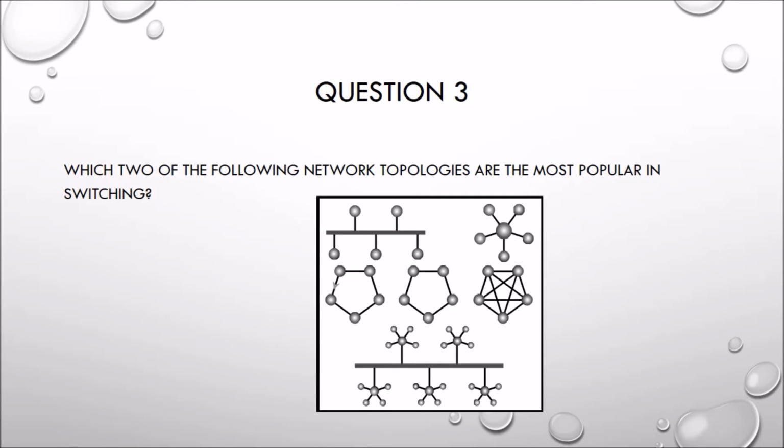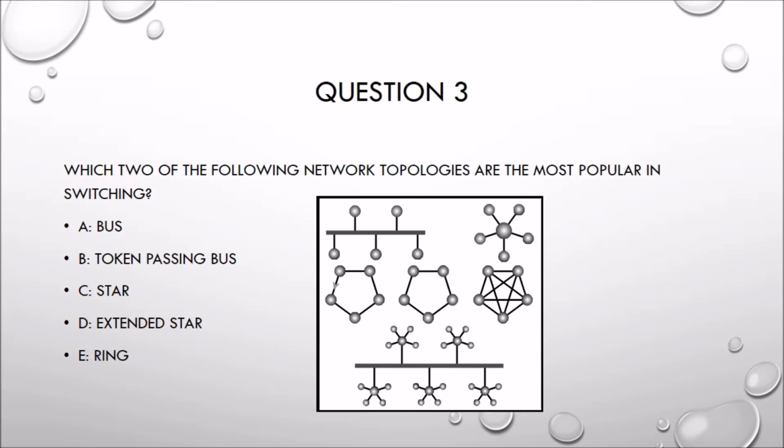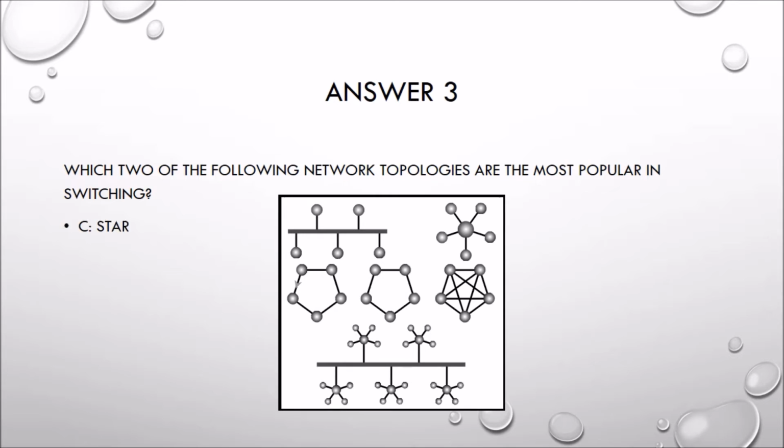Next question, which two of the following network topologies are the most popular in switching? A, bus topology, B, token passing bus, C, star, D, extended star, or E, ring topology. And the answers are C, your star topology, and D, your extended star topology.